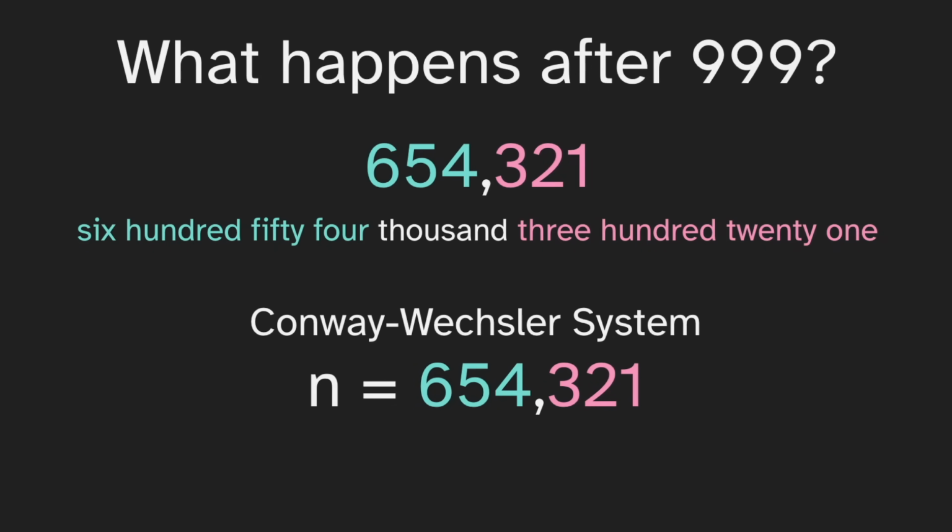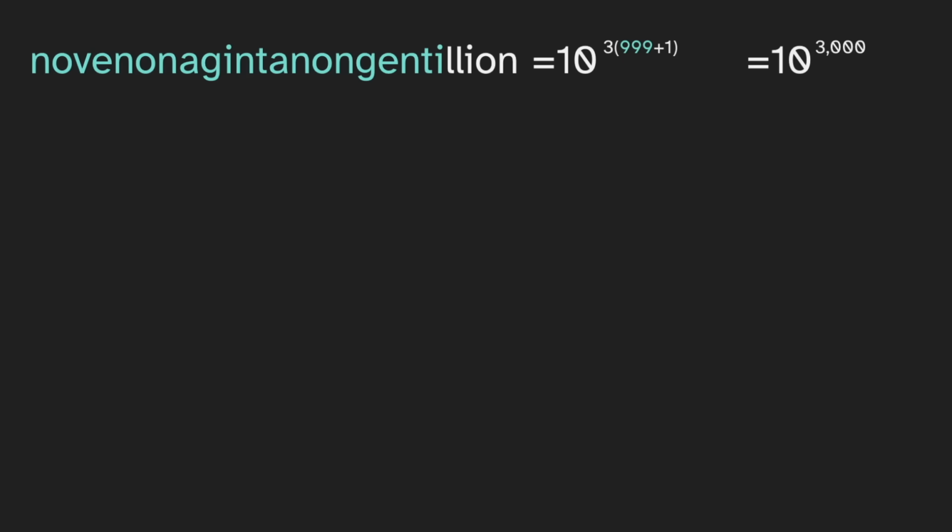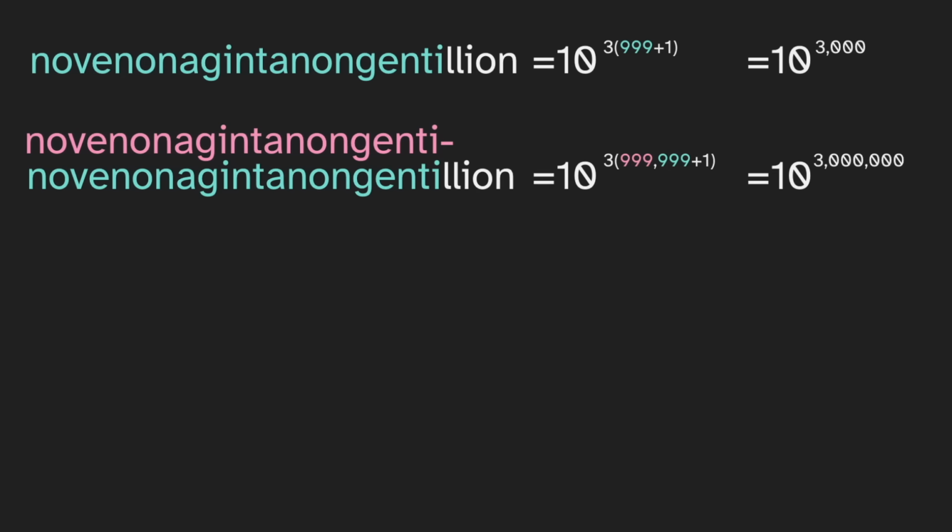So if we want n to be 654321, then our word would be quator quinquagintisecente unvigintitrecentillion, which was slightly less than 10 to the 2 million. And so following this principle, we have novenonagintanongentillion is equal to 10 to the 3,000. And if we add another set of novenonagintanongenti, then n is 999,999, and we get 10 to the 3 million.